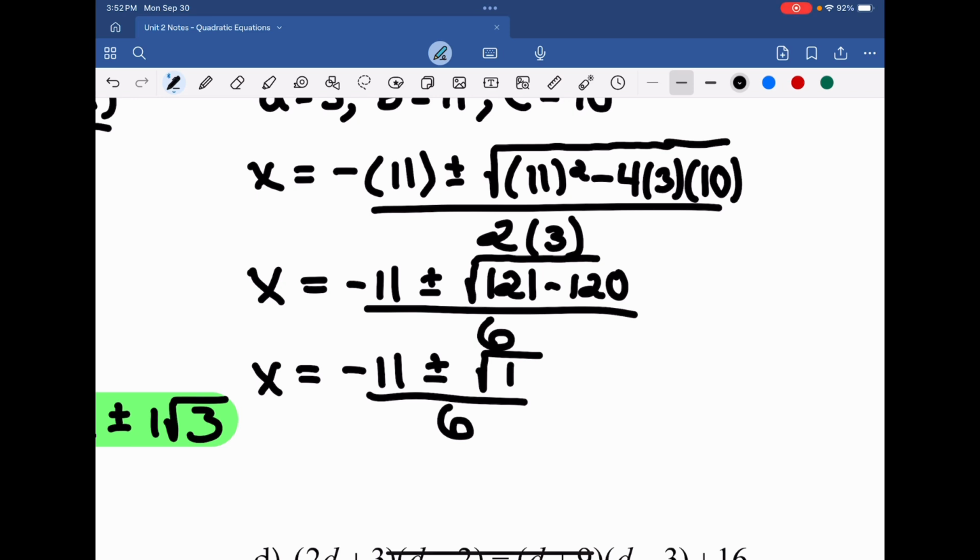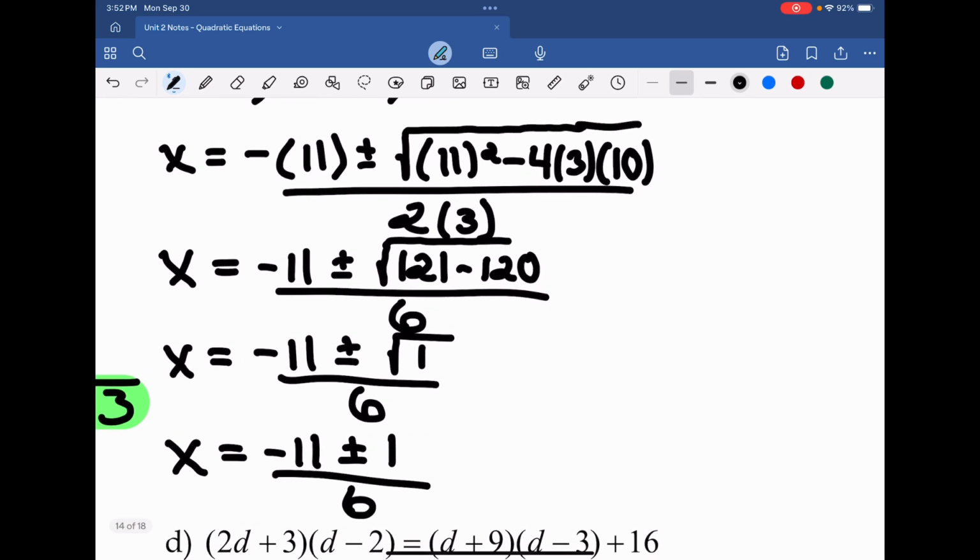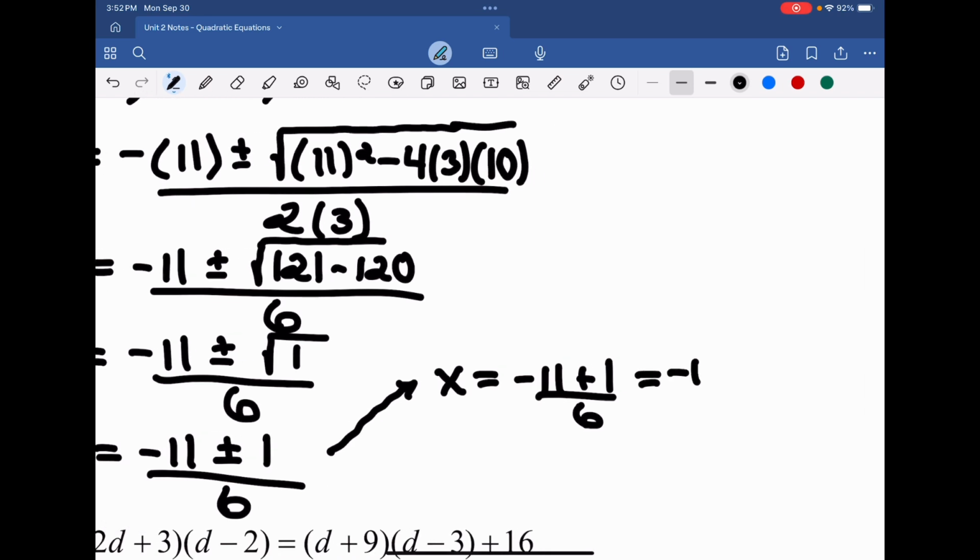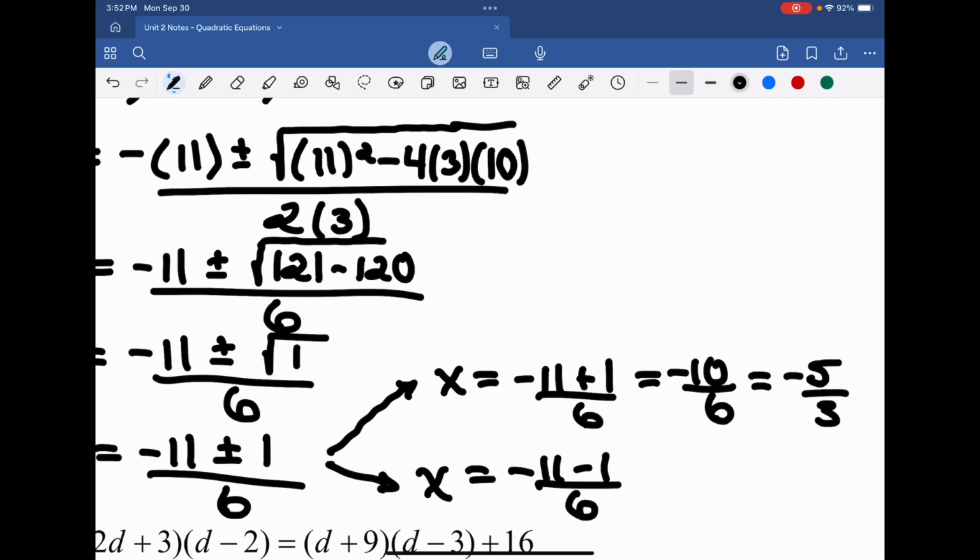Now, because this one actually works out pretty nicely in terms of an integer value, or a rational number in general, we're actually going to solve this. The square root of 1 is 1, and so I'm going to write this as x is equal to negative 11 plus or minus 1 over 6. Now, let's do the two different cases. Starting with the first case, x is equal to negative 11 plus 1, all divided by 6. This is equal to negative 10 over 6, which is equal to negative 5 over 3 as a reduced fraction. Our second x value is going to be x is equal to negative 11 minus 1 all over 6, which is the same as negative 12 over 6, which is equal to negative 2.